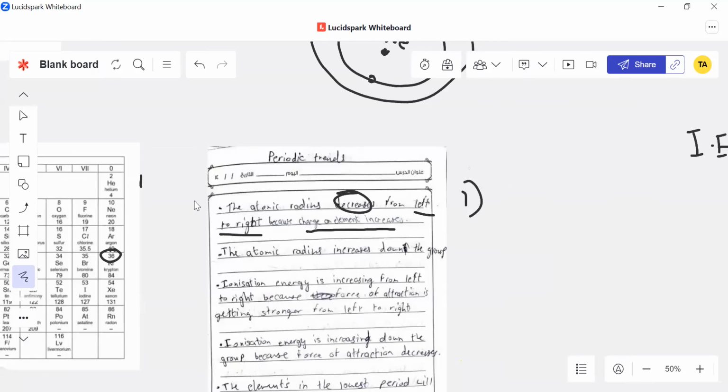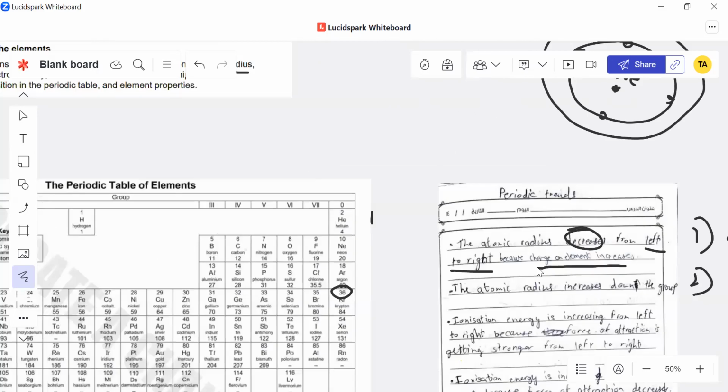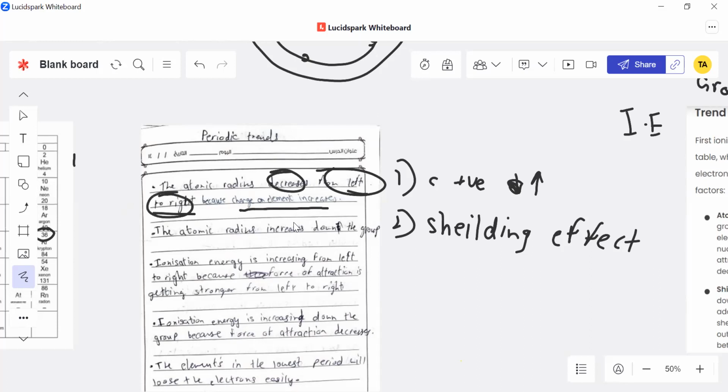This is one of the reasons that the atomic radius decreases. So the first is that the positive charge increases across a period. The second reason that the atomic radius decreases is something called the shielding effect. Because of the shielding effect, the atomic radius would decrease across a period, left to right.